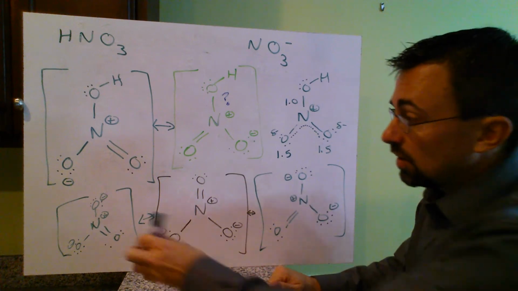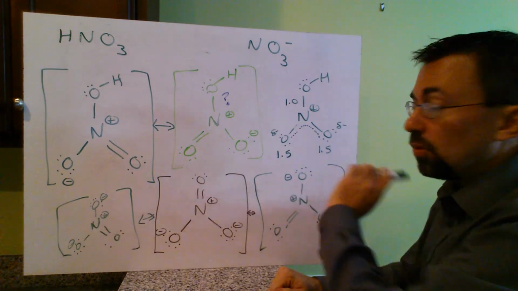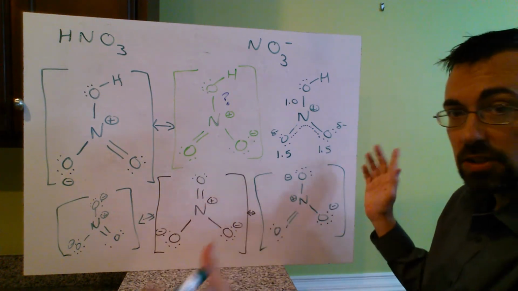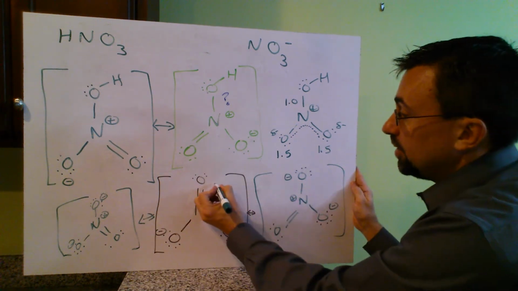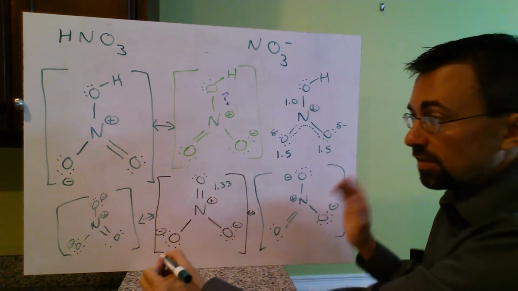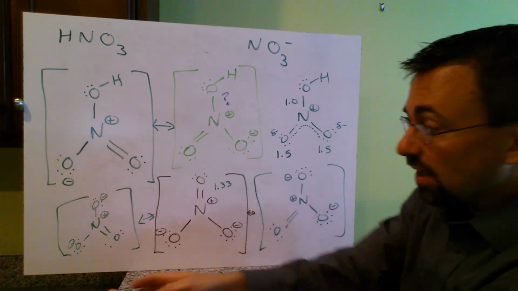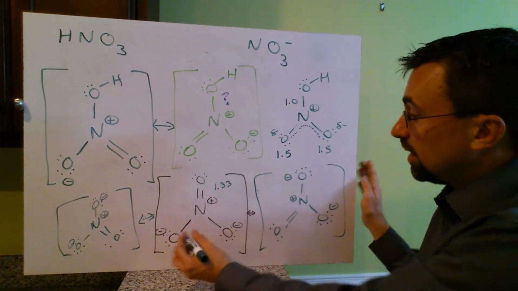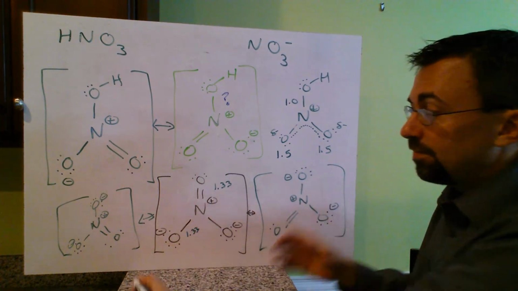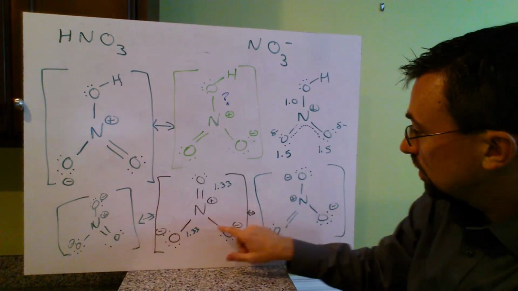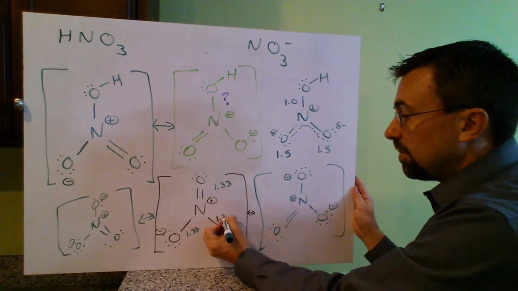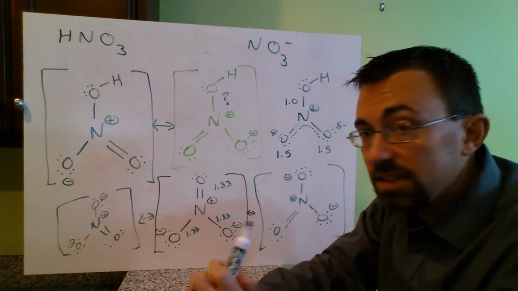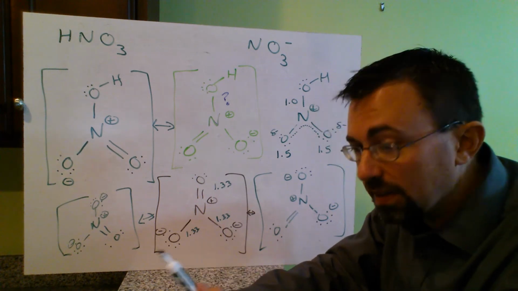Let's go vertical first. 1, 2, 3, 4. 4 bonds divided by 3 pictures gives me a bond order of 1.33, or 1 1/3. If I go down and left, 1, 2, 3, 4, divided by 3 pictures gives me a bond order of 1.33. And down and right, 1, 2, 3, 4, divided by 3 pictures gives me a bond order of 1 1/3.